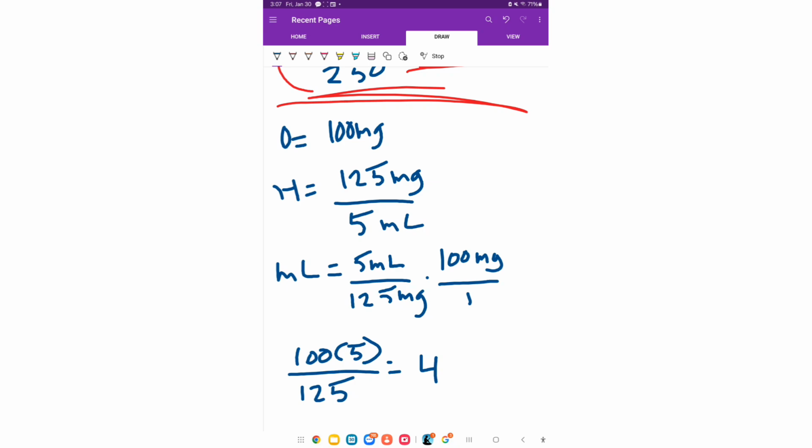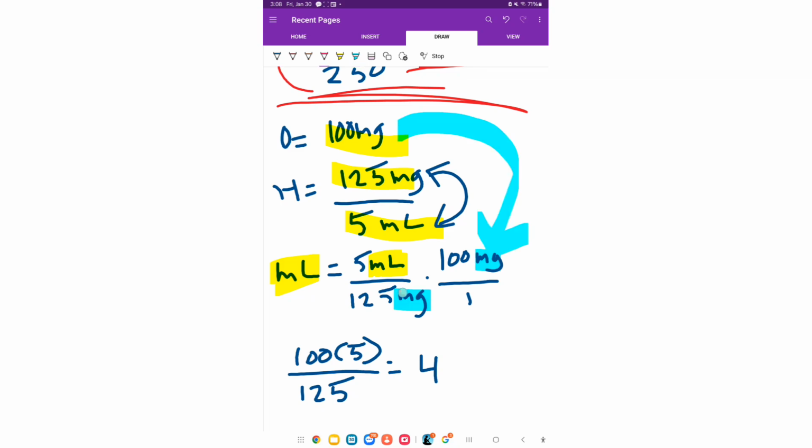The next question reads, the order is for 100 milligrams, and the label reads 125 per 5 ml. You will give. So I know I want to end up with milliliters, so I'm going to put milliliters first. Same thing as before, I'm just putting this ratio. And down here, I have milliliters over milligrams. I want to cancel out the milligrams, so that's when I bring this in and cancel milligrams. This is the equation I end up doing, and it ends up being 4 milliliters.